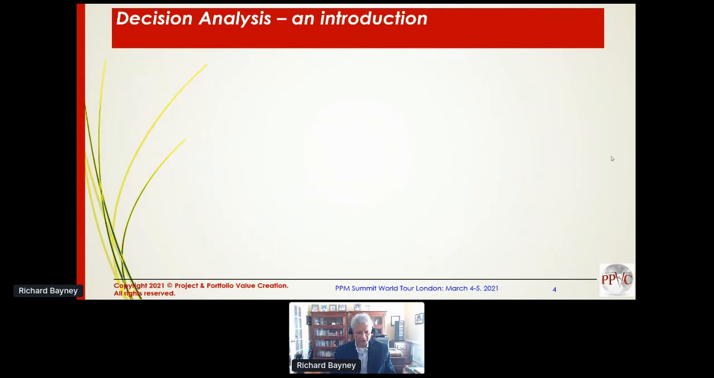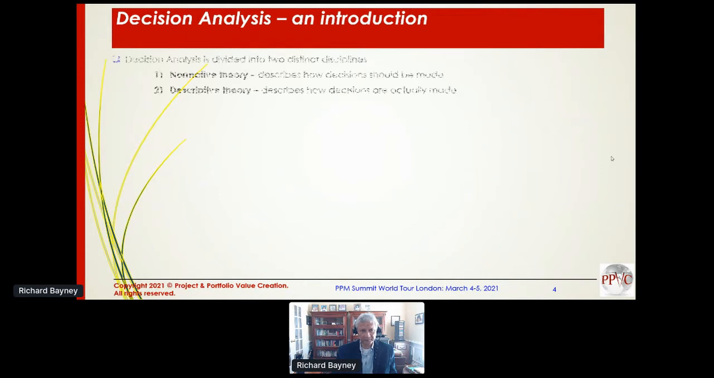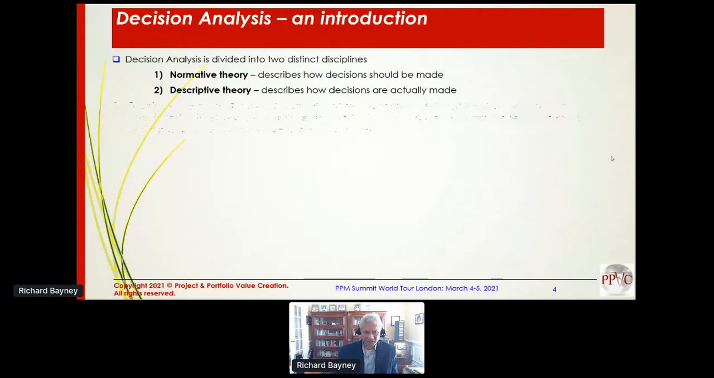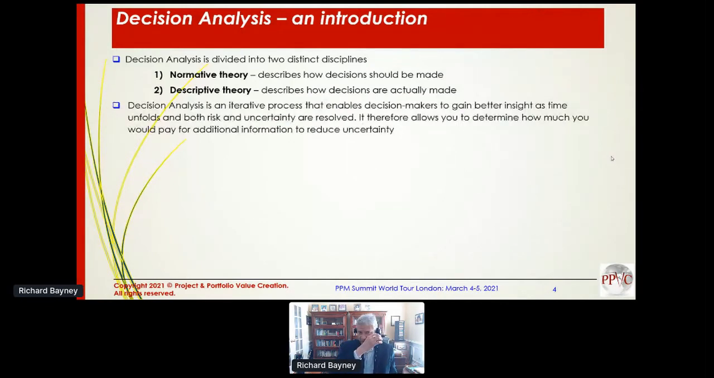Now, let me give you a brief introduction to the formal discipline of decision analysis as I have been taught it and I know it. It is a discipline that's divided into 2 subdisciplines: normative and descriptive theory. The first describes how decisions should be made. The second describes how decisions are actually made. Now, decision analysis, or DA, is an iterative process that enables decision makers to gain better insight as time unfolds and both risk and uncertainty are resolved. It therefore allows you to determine how much you would pay for additional information to reduce uncertainty.